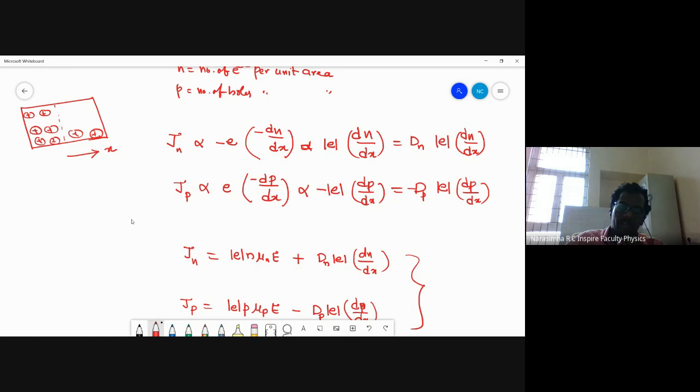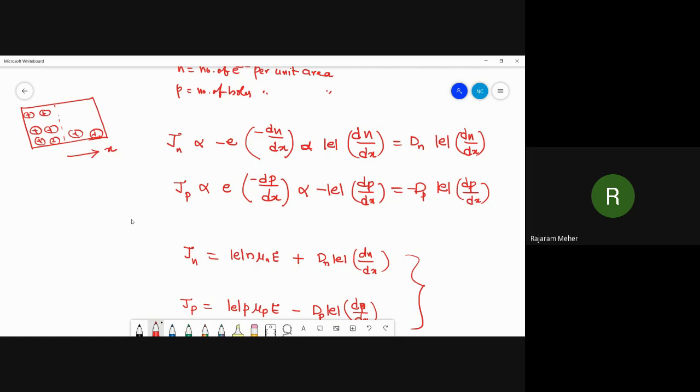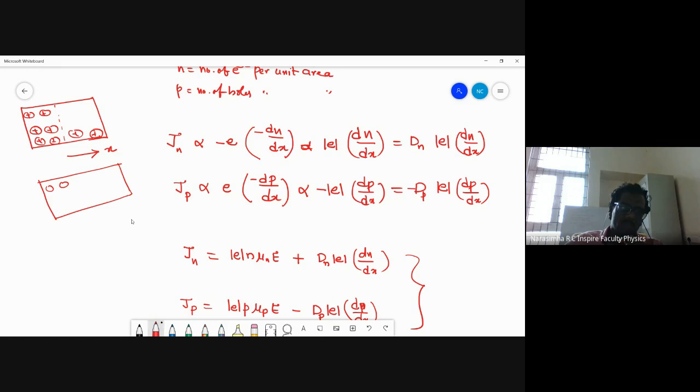Then what about the holes? If it is more in electron, then the right should be... Then you have to do the same thing. Let's say you have holes here initially. Now, after some time, what happens? These holes will try to diffuse into the low concentration region. So this concentration, that small p, is also decreasing along the x-axis. So that is my notation convention.